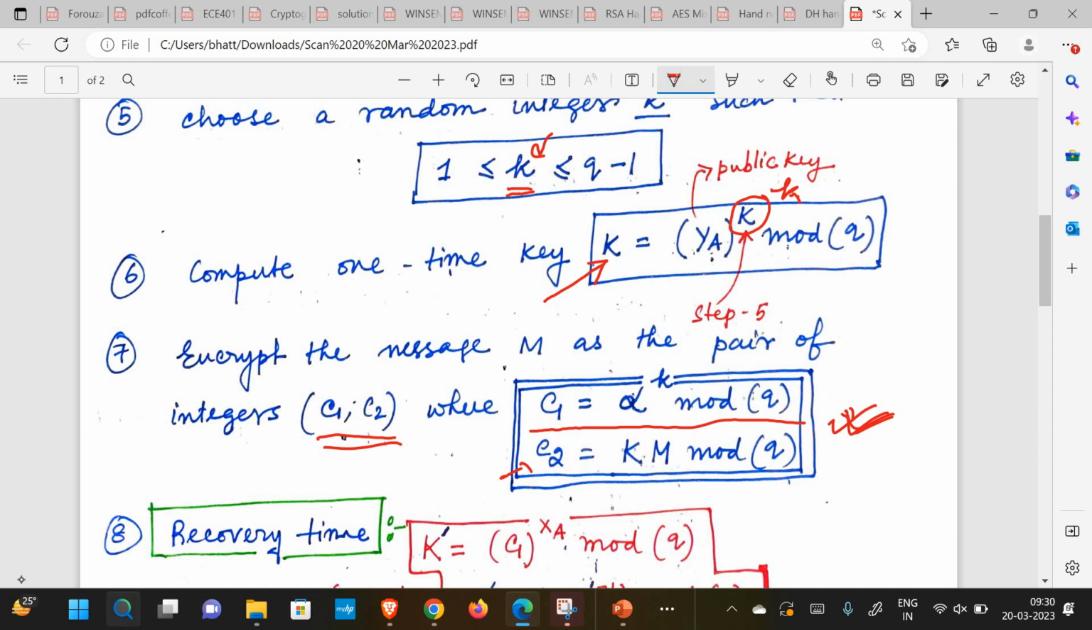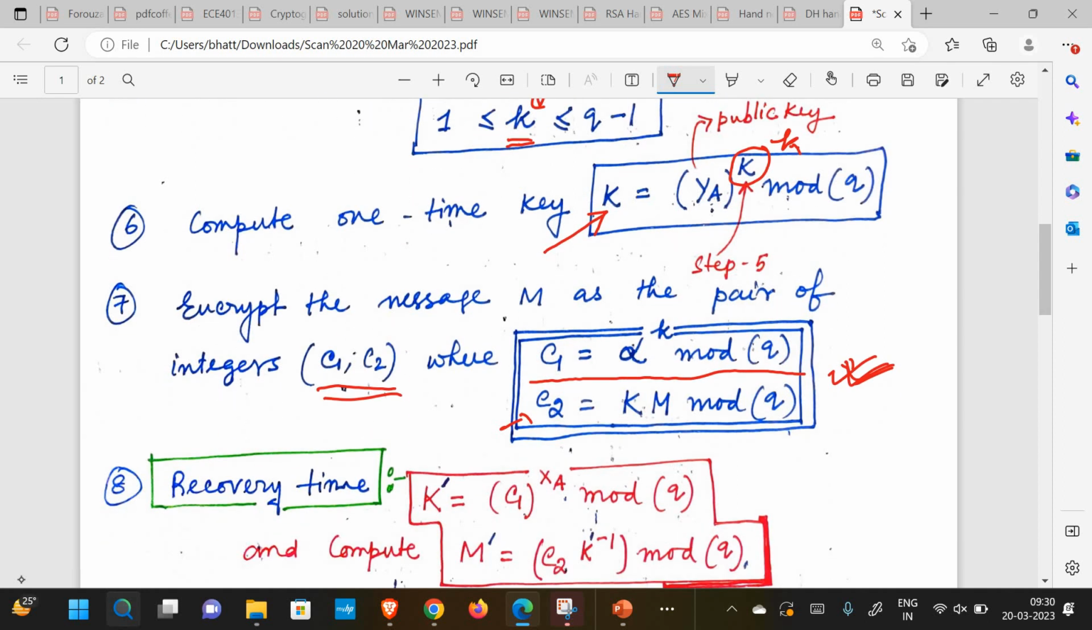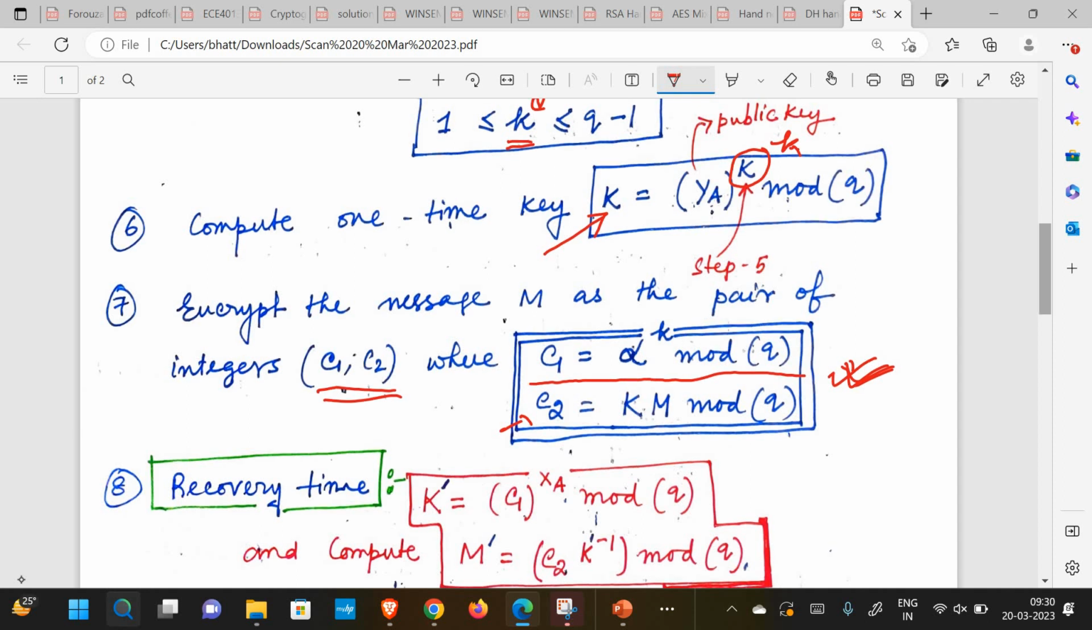That's why I mentioned step 5. So step 5 is the small key. Small key is a random key with respect to which we are generating another key, capital K. So small k and capital K. Now we have two sets of keys which are being used to generate two sets of ciphertext in two different equations. Now we come to the recovery time.